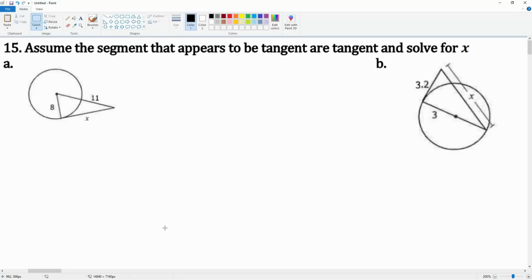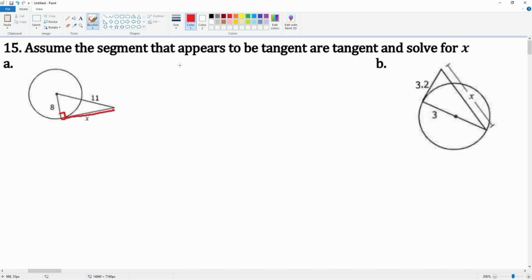Okay, we have question 15 here. We're going to assume the segment here appears to be a tangent, so we're going to solve for x. What they're saying is that this line right here is a tangent. It appears to be a tangent, so it is a tangent.